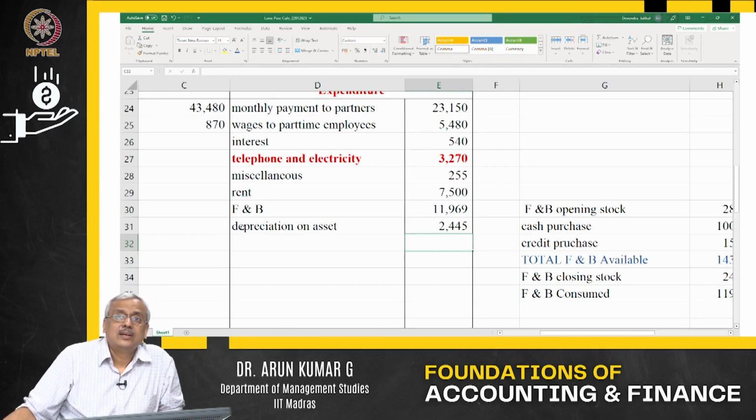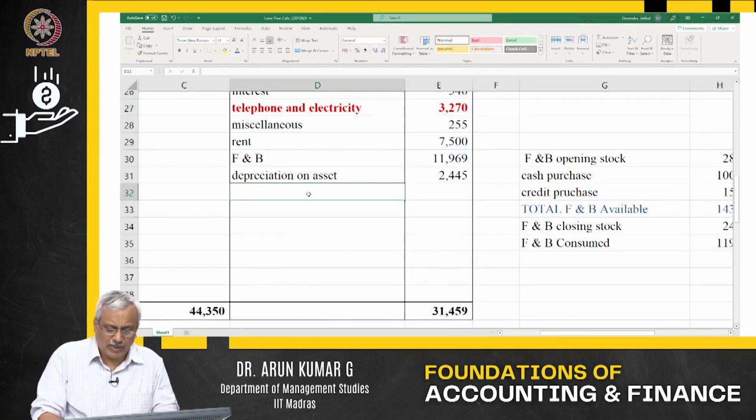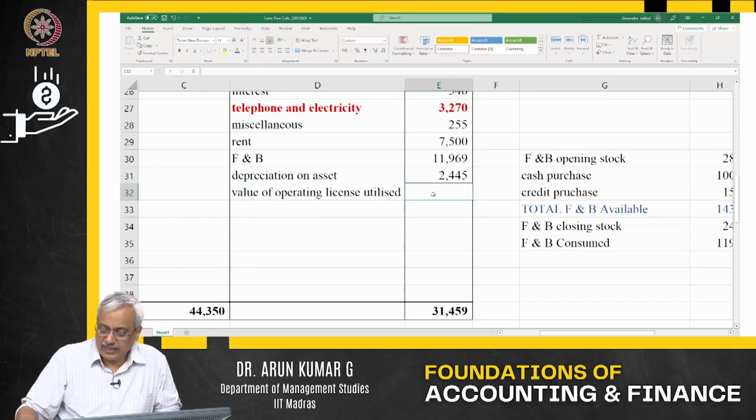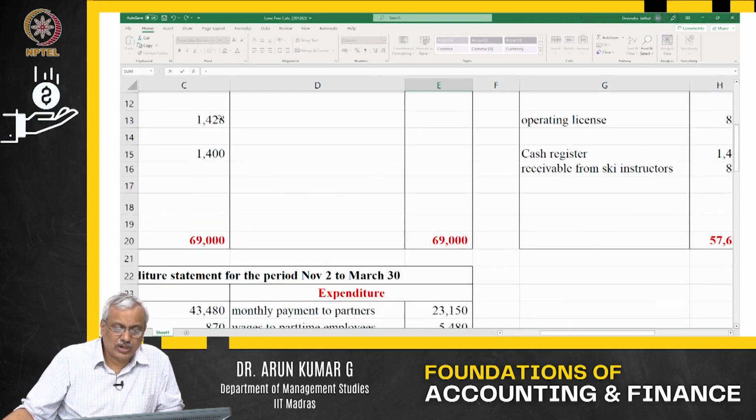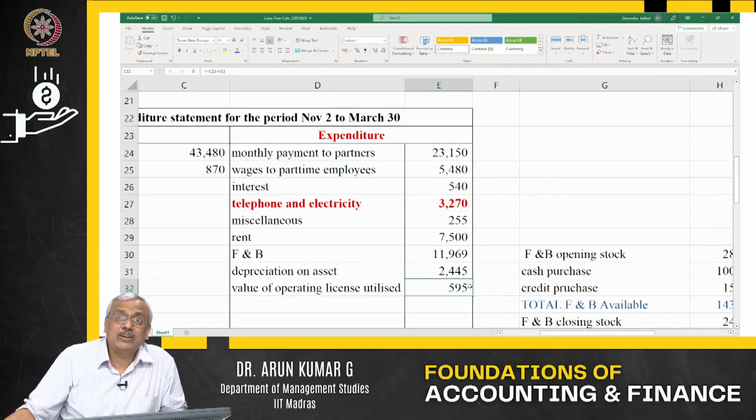Next, you also see that your operating license was 1428. Now it is worth only about 833. That means you have enjoyed the benefits of the operating license. That is the value of the operating license utilized. I've enjoyed the benefits of the operating license to the extent of $595 between November 2nd and March 30th.